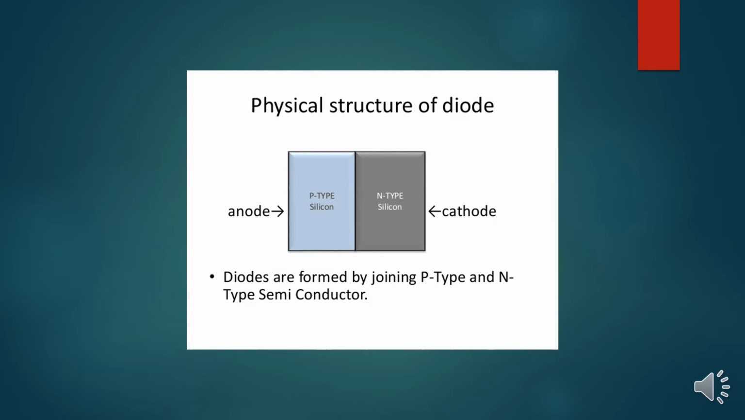This is the physical structure of diode. P-type semiconductor silicon and N-type semiconductor silicon. P-type is called anode and N-type is called cathode. Diodes are formed by joining P-type and N-type semiconductor.